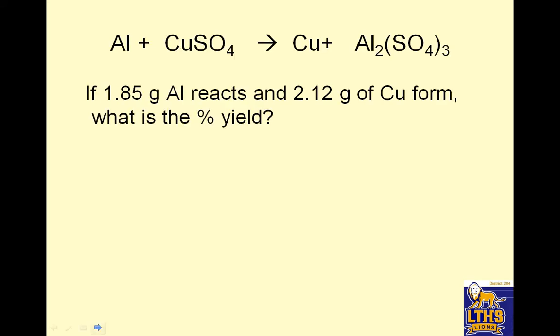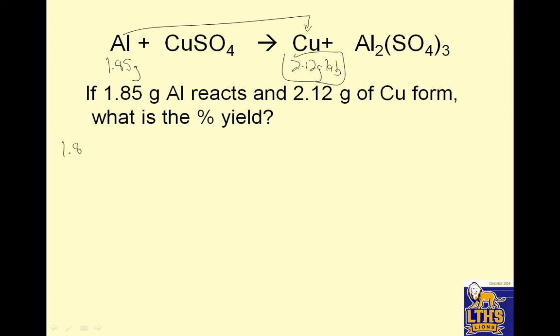Let's do another one. 1.85 grams of aluminum. Notice how I like to label where these go. 1.85 grams of aluminum reacts, and 2.12 grams of copper form. What is the percent yield? So again, this will be my lab answer. This is how much I actually made, and I'm going to convert aluminum into copper.